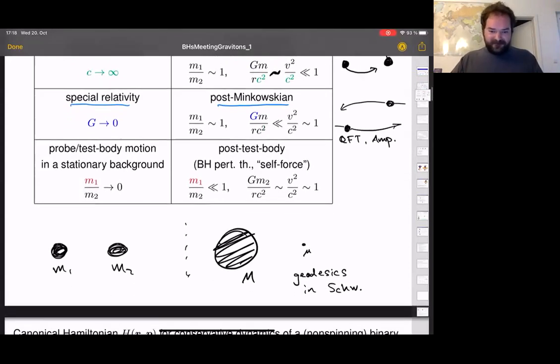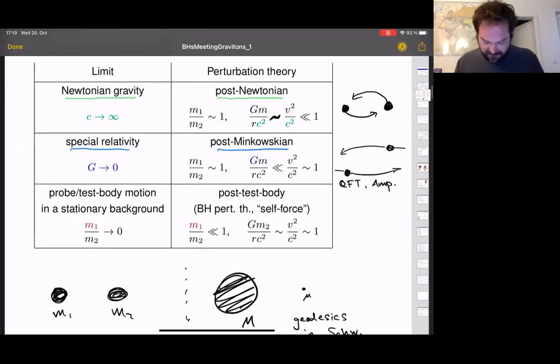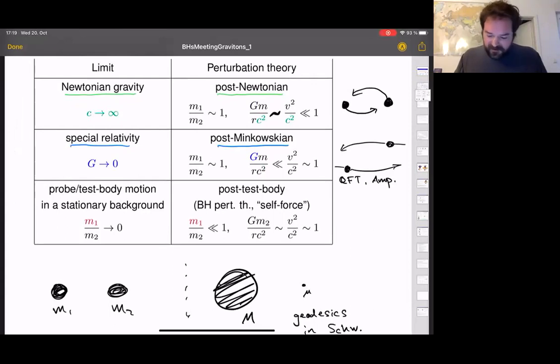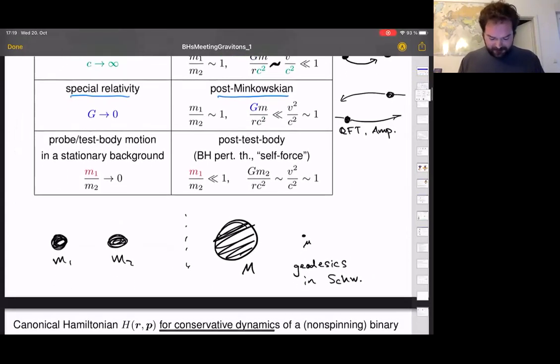Okay, so those are three distinct perturbation schemes that are available to us to solve the two-body problem, and much of the rest of the talk is going to concern interesting relationships between these three different schemes. Interesting and surprising relationships that have only come to be understood in recent years, really the last 5 years.